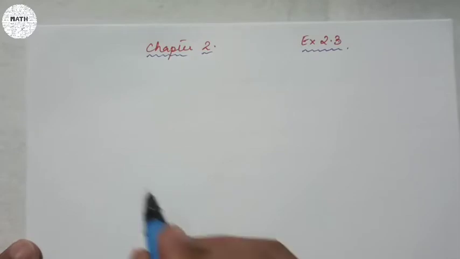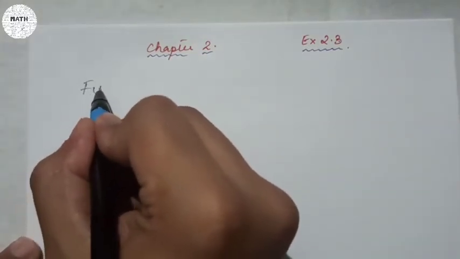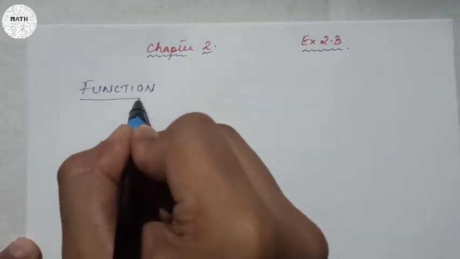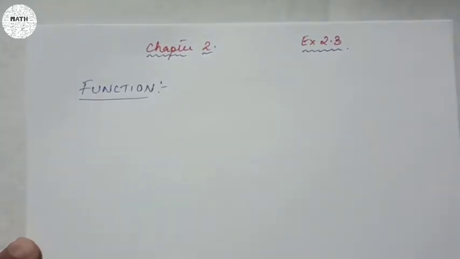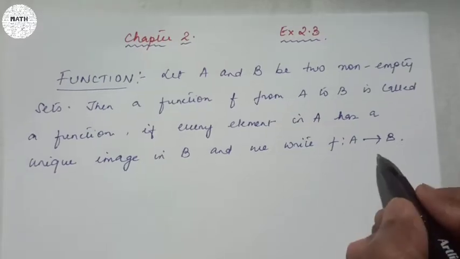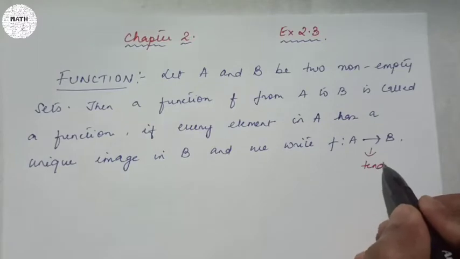Before we start the exercise, the first topic is your function. The definition is: let A and B be two non-empty sets. Then f from A to B is called a function if every element in A has a unique image in B, and we write f: A → B. This sign is nothing more than your "tends to".